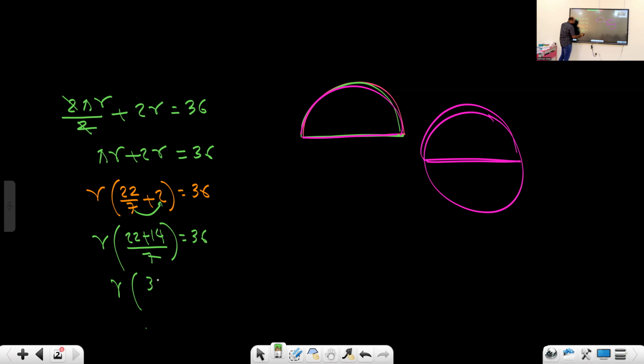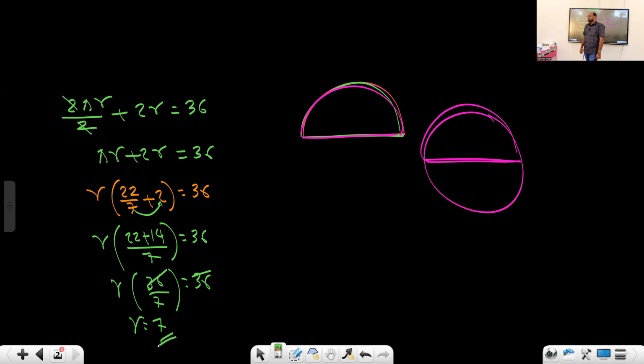r into 36 by 7 equal to 36. What can we cancel on both sides? 36 we can cancel. So r equal to 7. But this is not the answer. What is the question? Diameter. For diameter, 14 centimeter. Diameter is 14 centimeter.